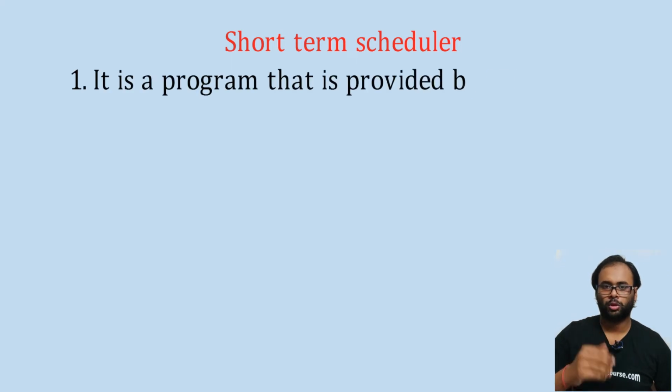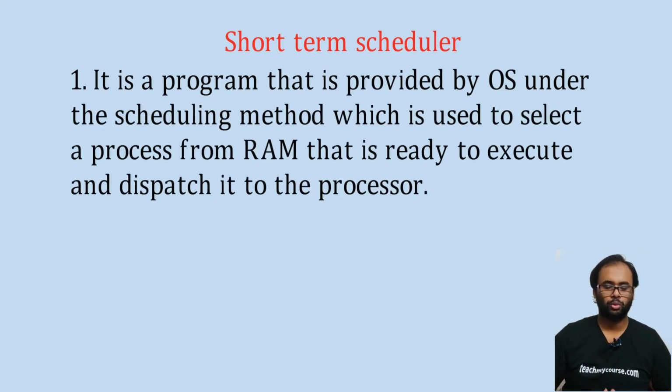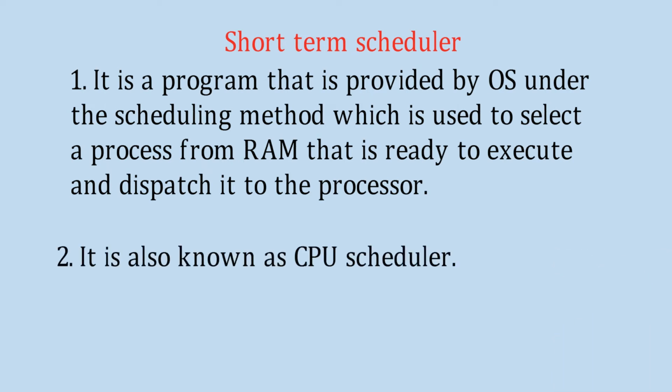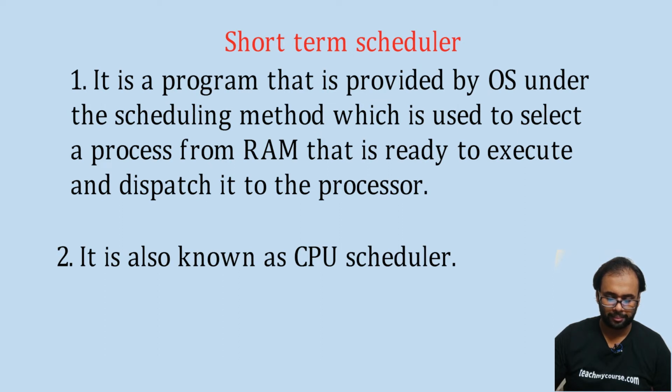Let us see what a short-term scheduler is. The short-term scheduler is a program provided by the OS under the scheduling method, which is used to select a process from RAM that is ready to execute and dispatch it to the processor. Basically, it selects the programs inside the ready queue and transfers them to the CPU for execution. That is the job of the short-term scheduler. It is also known as the CPU scheduler because it is transferring the jobs to the CPU for execution.